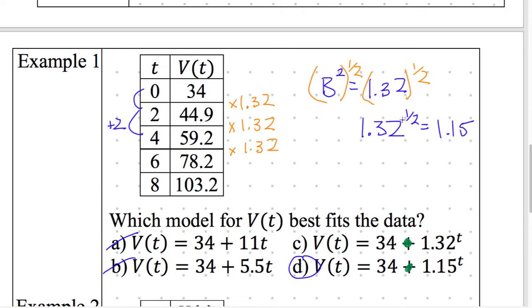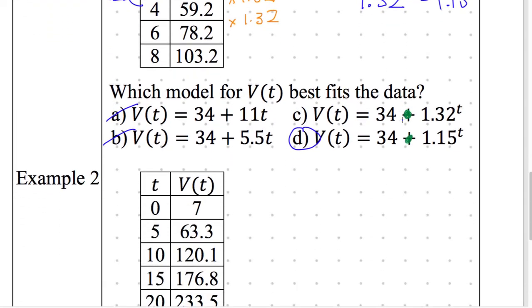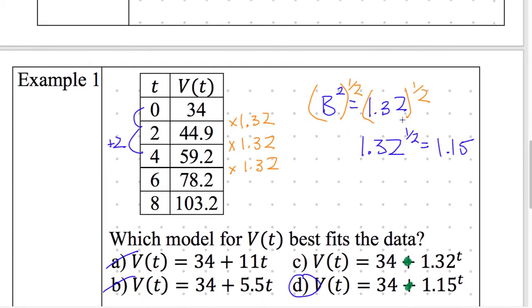And we are on to example number 2. Go ahead and look at example number 2. You have to first decide, is it linear or is it exponential? And be ready to explain why. Wait, what was the first one? First one was exponential. This one's linear.